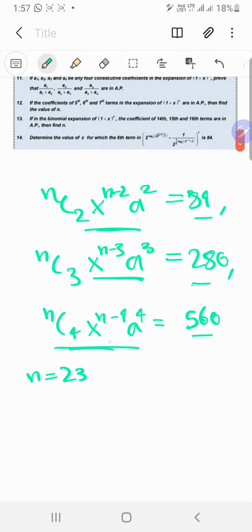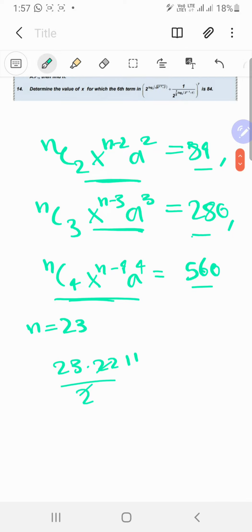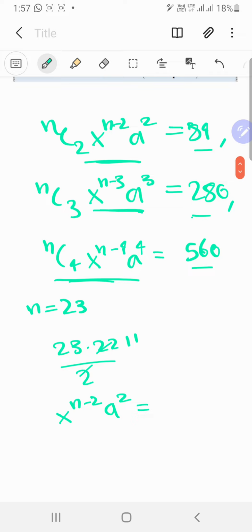So n choose 2 will be 23 into 22 upon 2, which will turn out to be, you got 11 over there. All right, that's still not very nice, but fine, I'll just use that. So x power n minus 2 and then a squared will be 84 upon n choose 2, which is 84 upon this stuff. So 23 is a prime, unfortunately. Whatever. 84 upon 23 into 11.